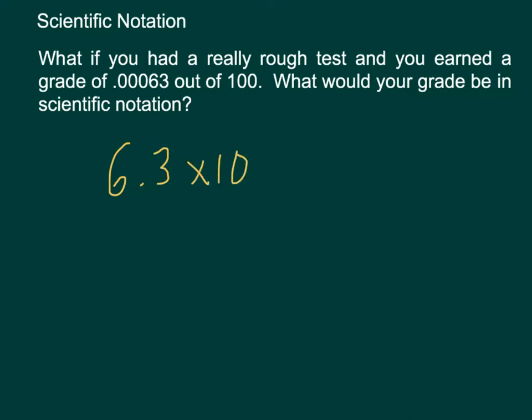And in this case, if we go up here and count, we're going to move the decimal place over 1, 2, 3, 4 places to the right. So that would be 10 to the negative fourth. So you've got a 6, which is the good news, but it's times 10 to the negative fourth. That's the bad news.